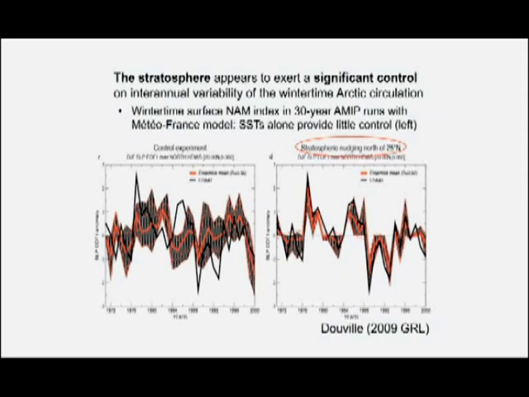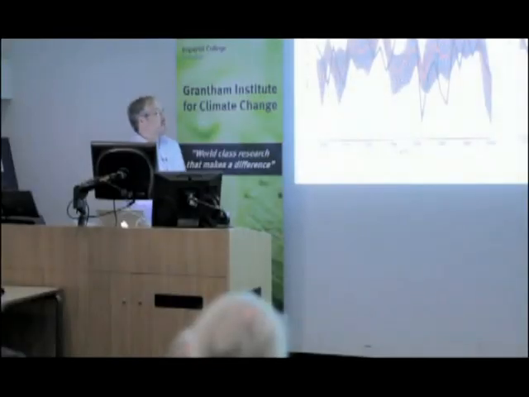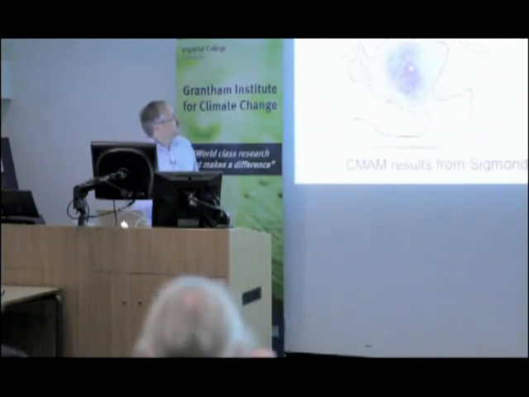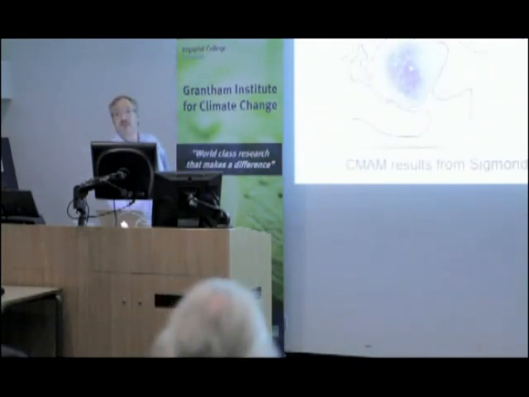That's because the stratosphere is the upper boundary condition. So mathematicians know the boundary conditions are very important. And if you don't get the boundary conditions right, you won't solve the problem correctly. So that's important for things like decadal variability. But it also appears to be relevant on longer time scales.